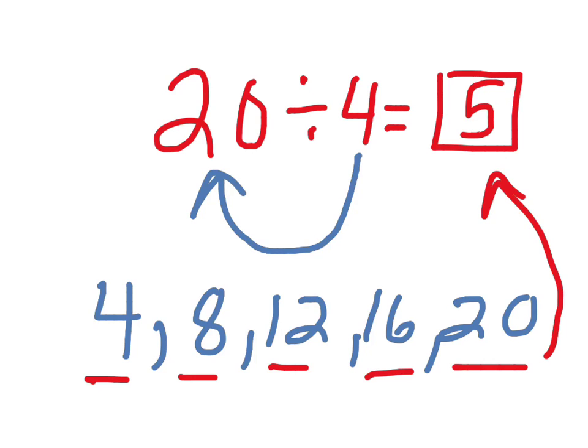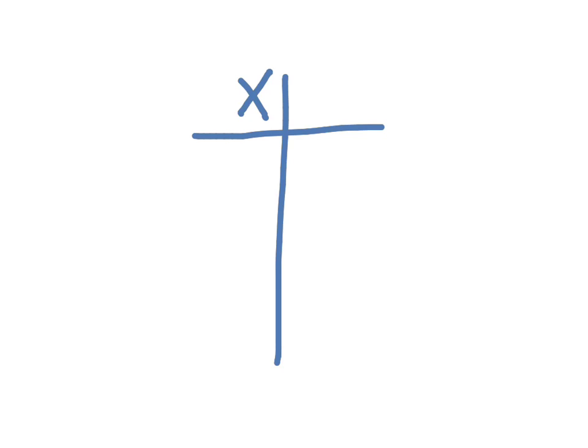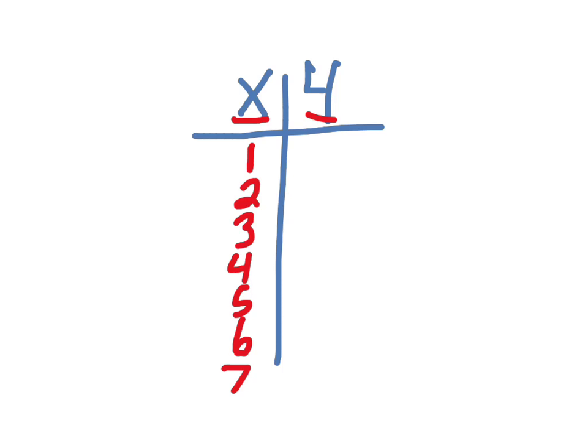Okay, last thing I want to show you is a strategy that I use with my students called a T-chart. In a T-chart, we take a number that we're going to be multiplying by. So let's say we're going to be doing 4s. I put an X here and a 4 up top. This tells me that I'm doing times 4. Then on the side I'm going to write 1, 2, 3, 4, 5, 6, 7, and I would keep going all the way to 10. I'm running out of room here on my board, but I'd go all the way to 10.